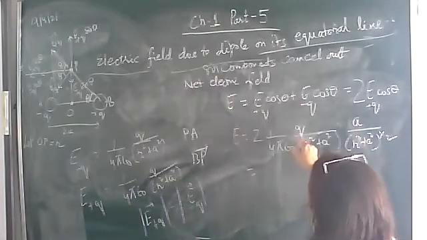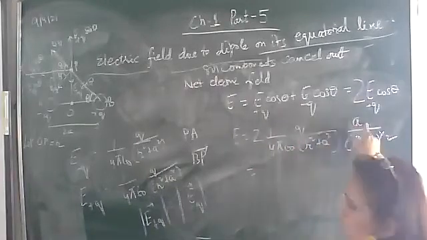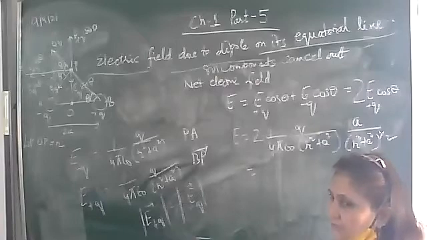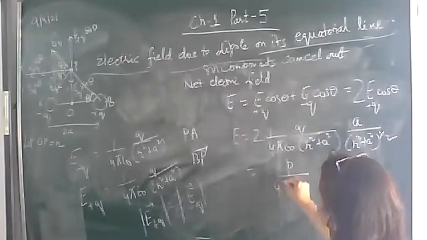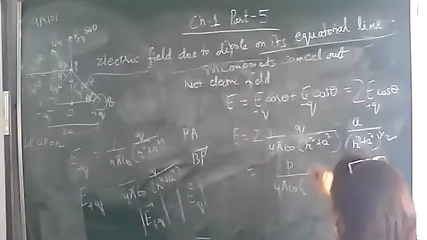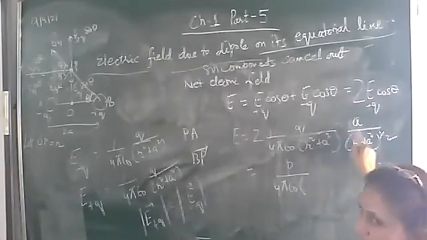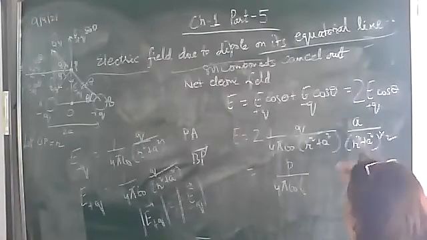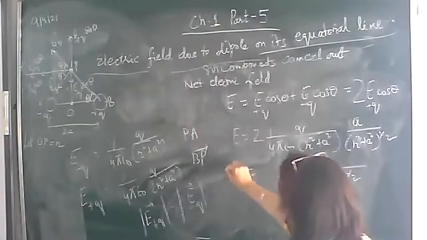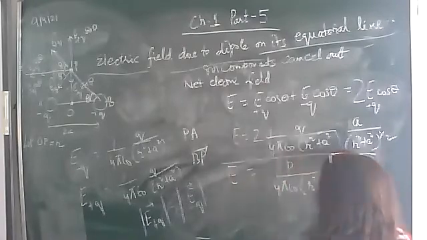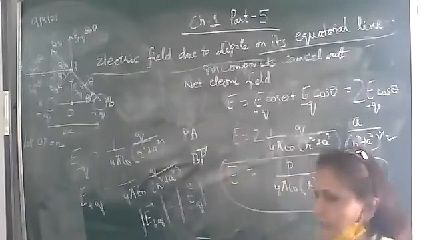So this is equal to, see the numerator, Q into 2A. What is it? P, the dipole moment. Dipole moment upon 4 pi epsilon naught, R square plus A square raised to the power 3 by 2. Yes, good, Rakshita. This is the net electric field.